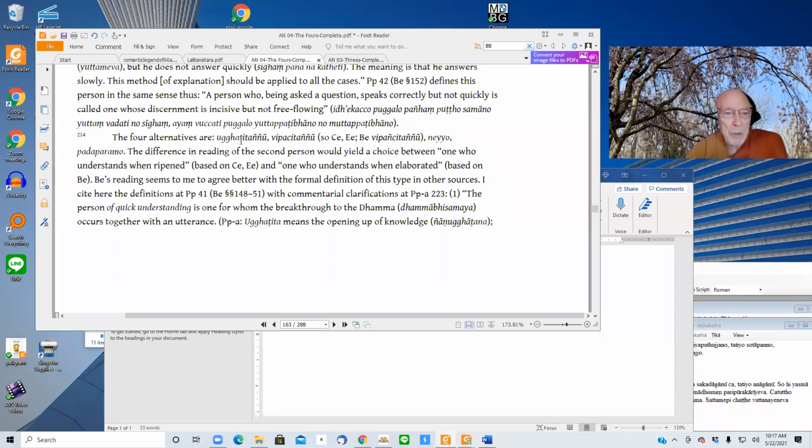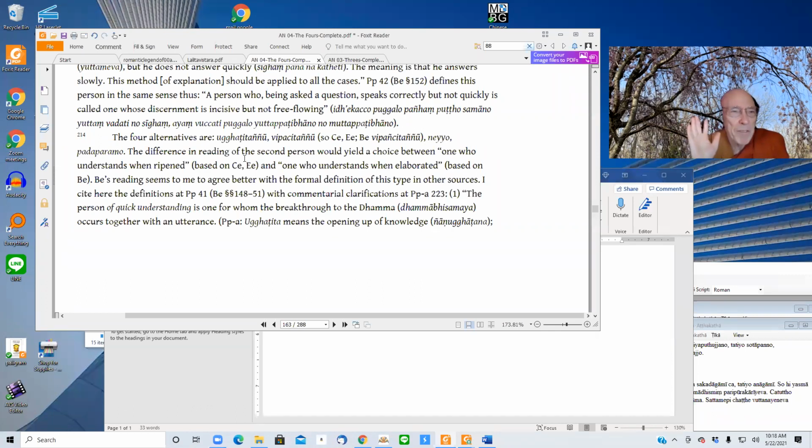Another example of ugghatitaññū would be Venerable Sāriputta. If you remember the story of Sāriputta, he was himself a wandering ascetic looking for a teacher. And then he met the Venerable Assaji, another one of the Buddha's first five disciples. And when he saw Assaji, he was very impressed by his manner, his deportment, and he came up to Assaji and said, "Please tell me what kind of teaching you're following."